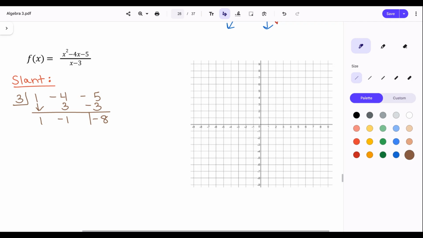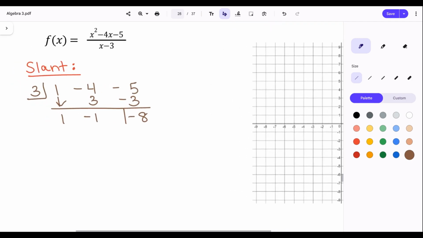Okay, so I've got my numbers here. This would become x minus 1 and then minus 8 over x minus 3. But remember, I don't really care about the remainder. I just need this piece. So the line I'm going to graph is y equals x minus 1.